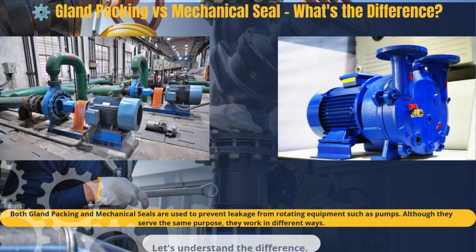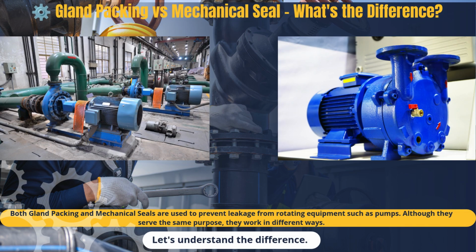Gland packing versus mechanical seal. What is the difference? Both gland packing and mechanical seal are used to prevent leakage from rotating equipment such as pumps. Although they serve the same purpose, they work in different ways. Let's understand the difference. What is gland packing?